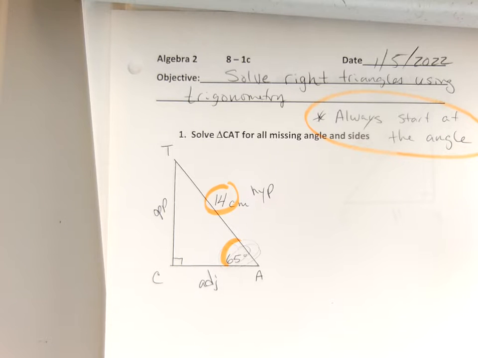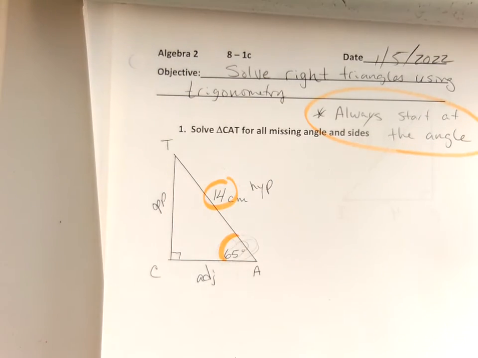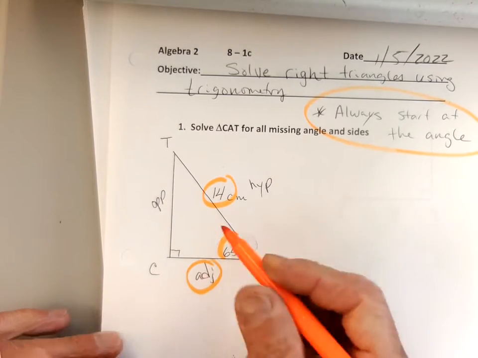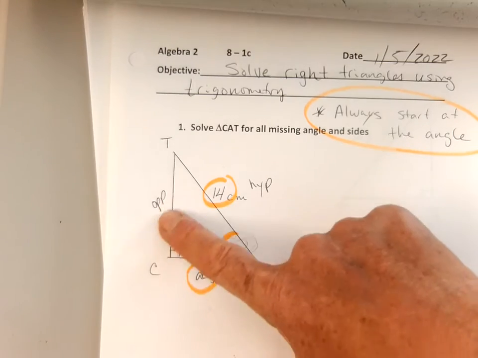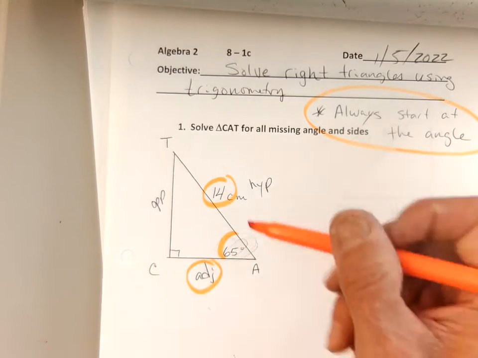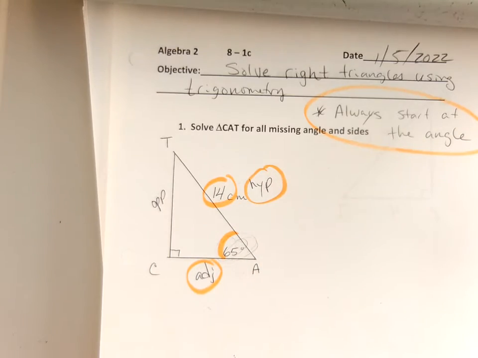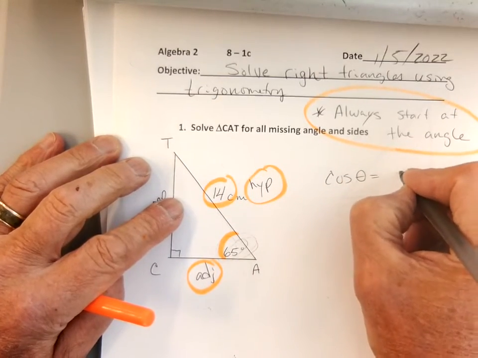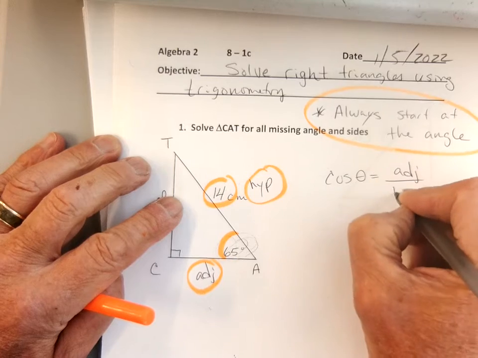So Luke, I'm going to ask you a question. Do you want to solve for the adjacent side or the opposite side? Doesn't matter. So the adjacent side it is. We don't care about the opposite yet. So if I have the hypotenuse and the adjacent, I look up on the board for the one that has adjacent over hypotenuse. Cosine. So I'm going to write that down. Cosine theta equals my adjacent over my hypotenuse.